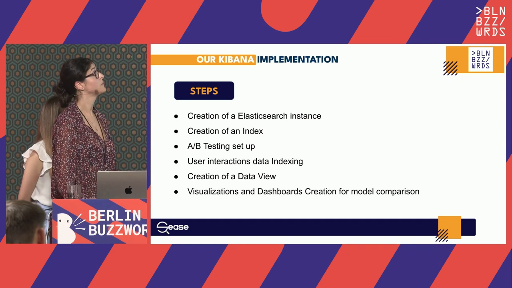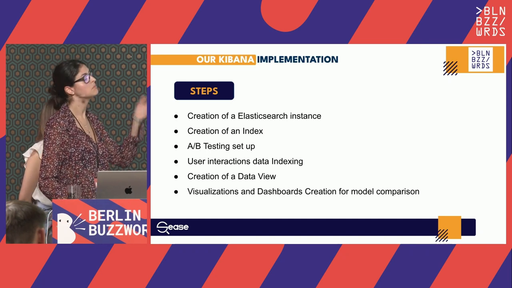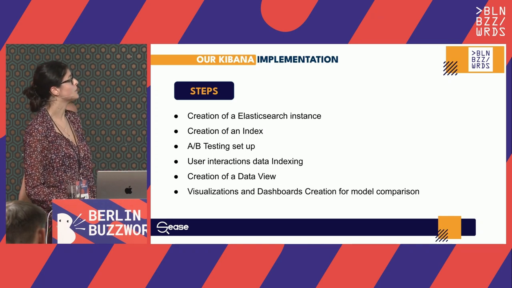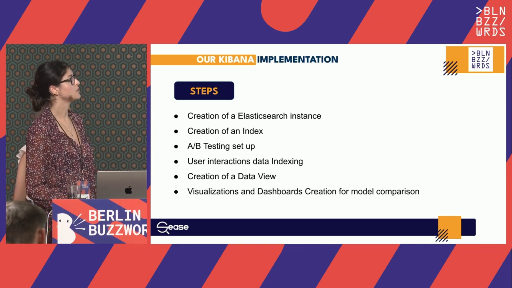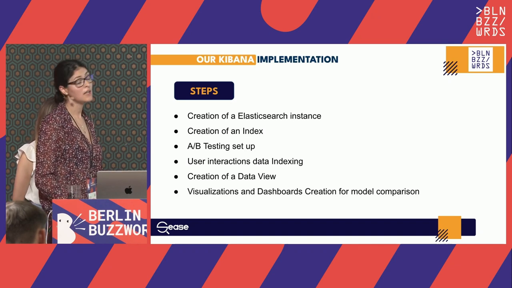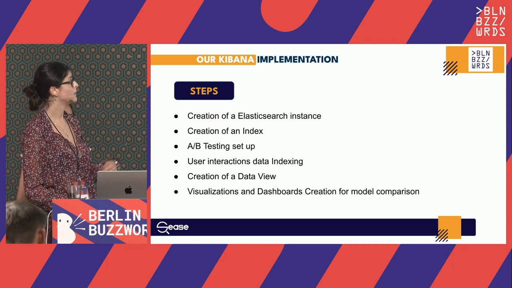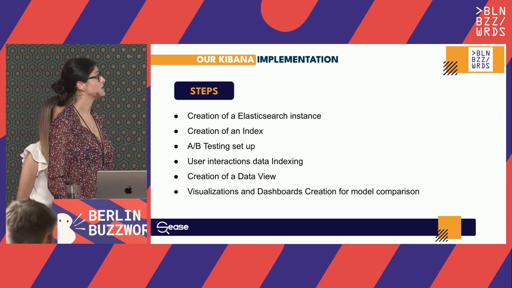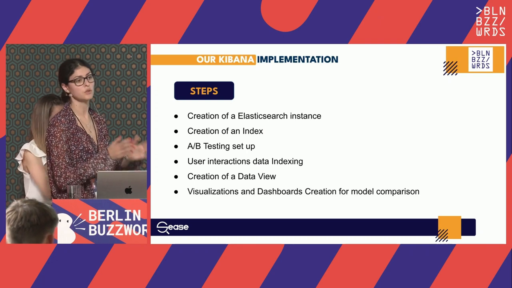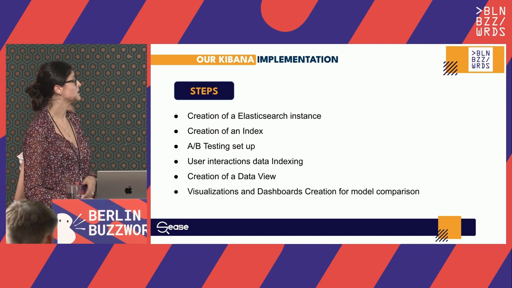Here are the steps of our implementation. So first, you should create, or maybe you already have, if you use Elasticsearch, an Elasticsearch instance to be associated with Kibana. Then you should create an index with explicit mapping. Then you should set up and start an A/B testing. So we suppose that you have two models, model A and model B. You deploy them and you start the A/B testing.